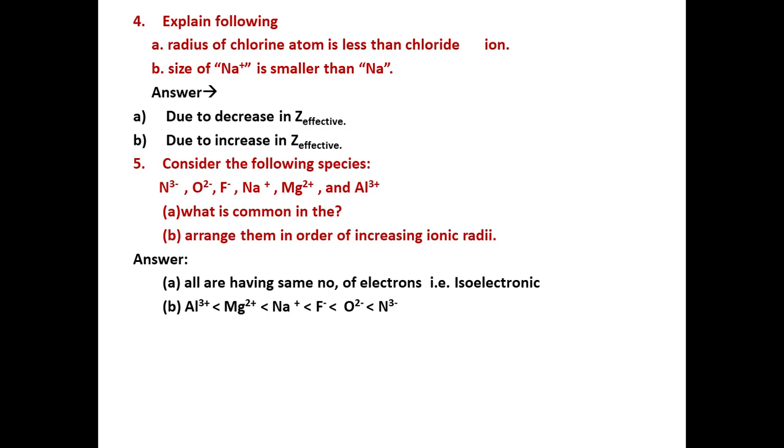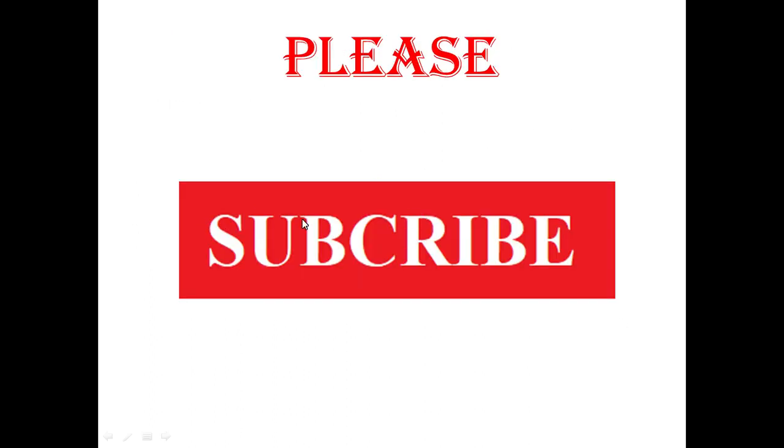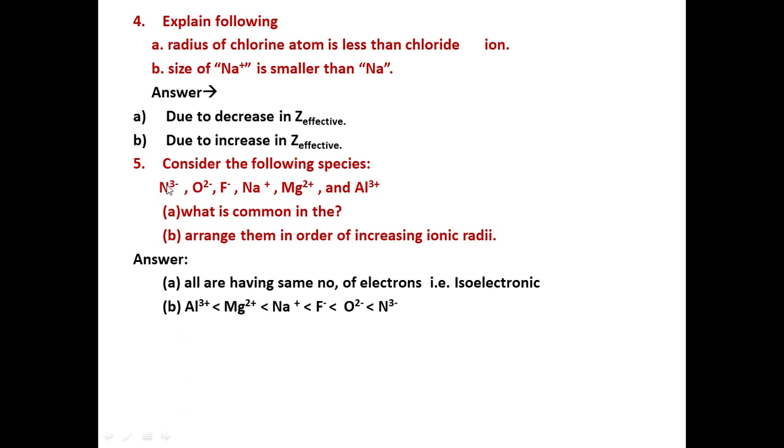Now question number five is interesting. That is your back-side question also. Consider the following species: N 3 minus, O 2 minus, F minus, Na plus, Mg 2 plus, and Al 3 plus. What is common in them? If you count the number of electrons, the atomic number of nitrogen is 7, and 3 minus indicates that it gained 3 electrons from somewhere. So the total number of electrons becomes 10.